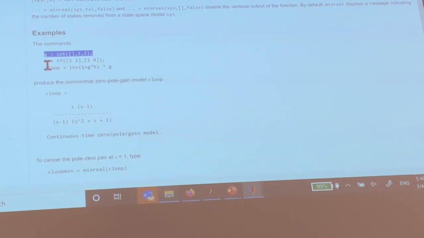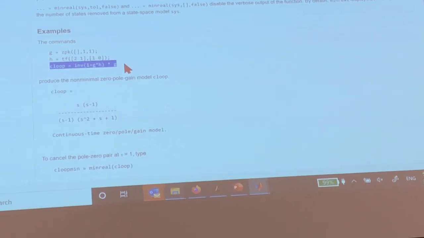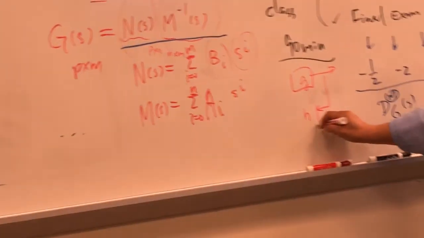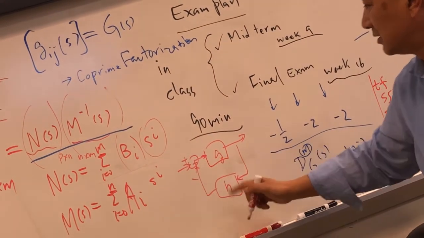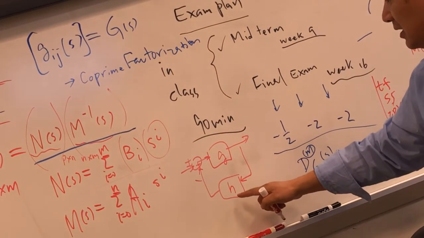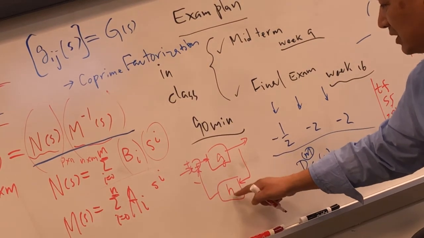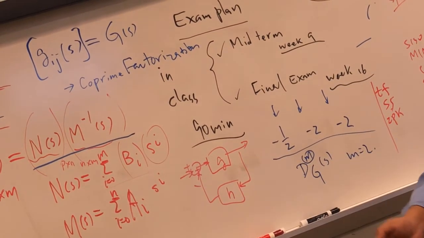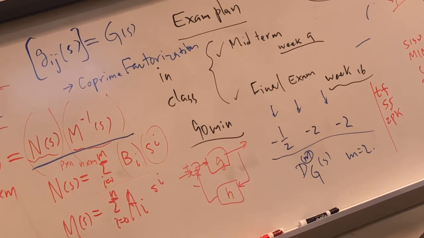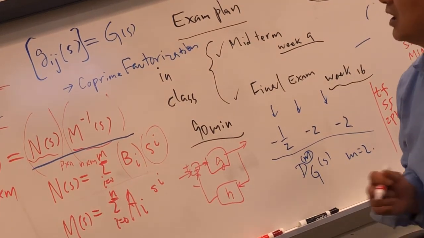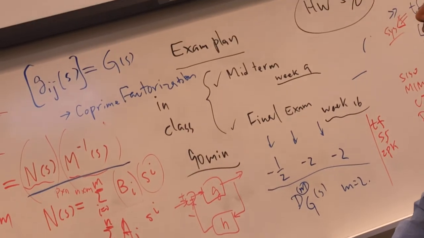So this is a closed loop. Basically, you have a g, you have h. G is in here, h is in here, and so this is g divided by 1 plus gh. And this is a SISO system. So G is ZPK.